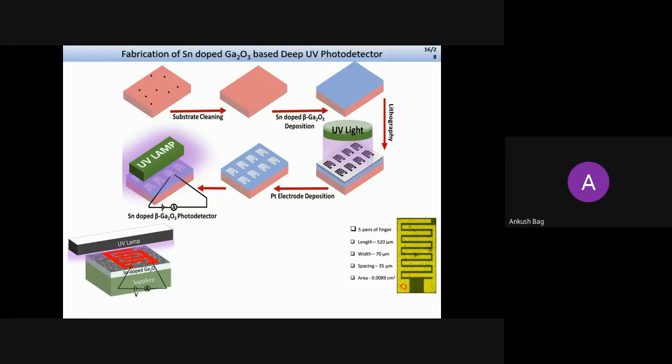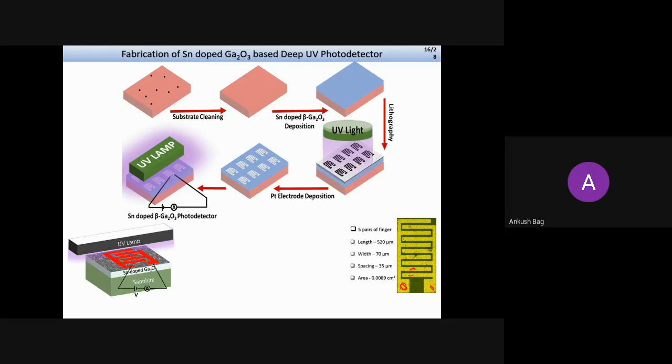So this is the real picture of our processed sample. This is one electrode, another electrode is here, and these are all the IDE patterns. In these, all the electrodes are interdigitated. So why is this called MSM? You can see here, this is metal, and in between, this darker portion is the semiconductor, and again we have metal. That is why we have this metal-semiconductor-metal type of photodetector.